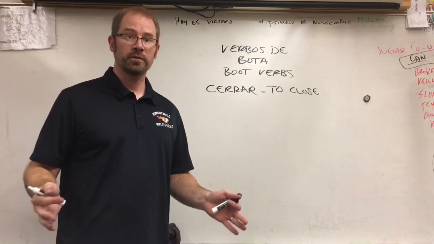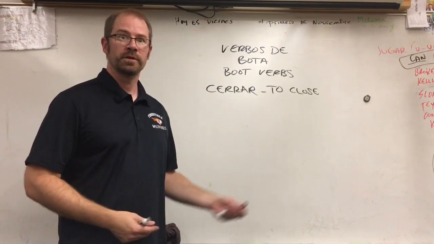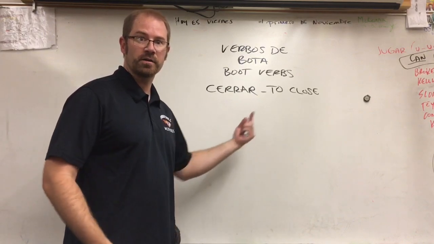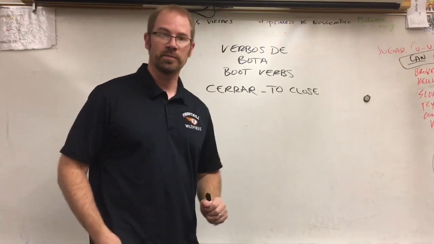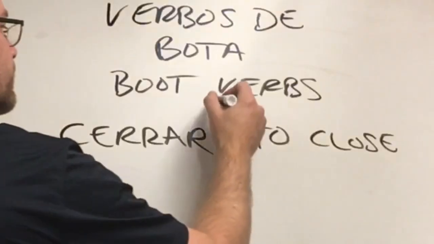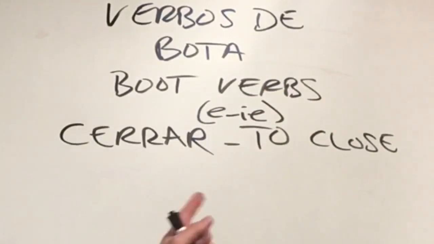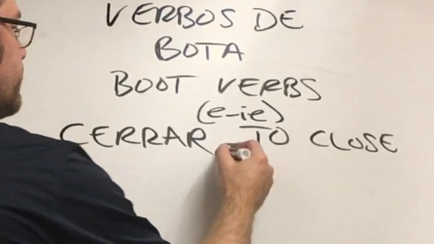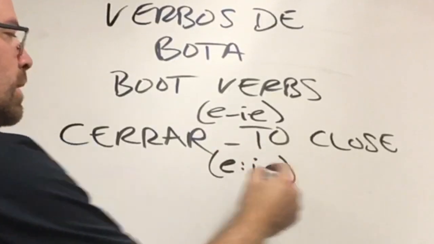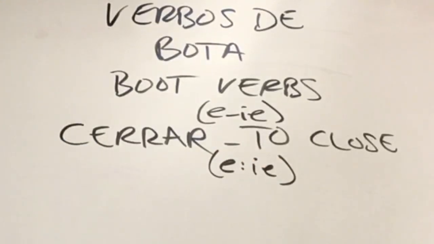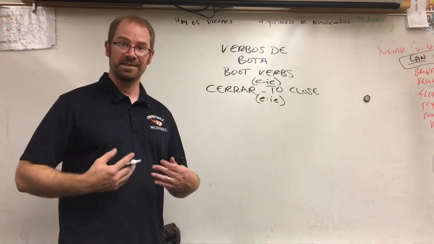So as you start getting further along in Spanish, you're going to find verbs. Obviously in your flashcards it might say cerrar, to close, but you might start seeing something new next to them that looks like this. So it might say E-IE or even E with a colon and then IE. What that tells you is that it's a stem changing verb.